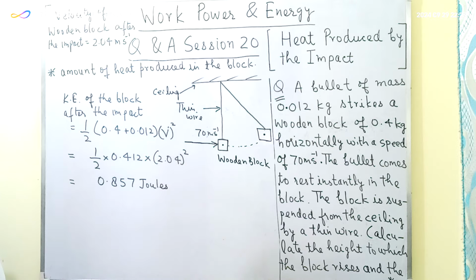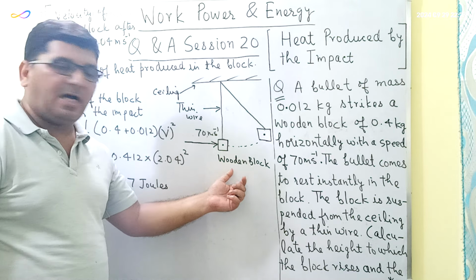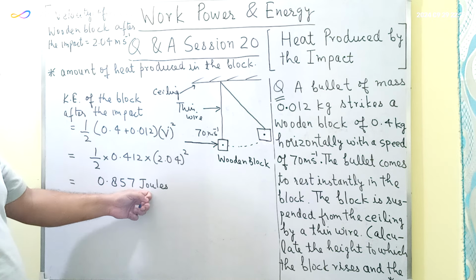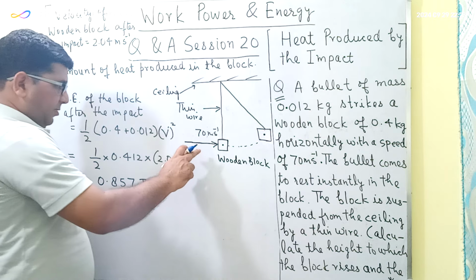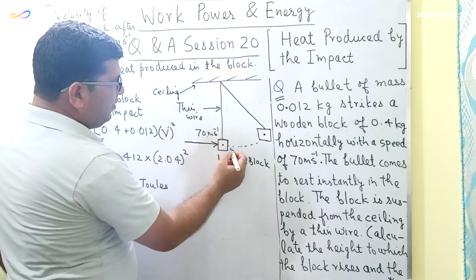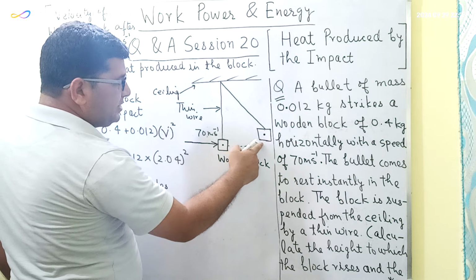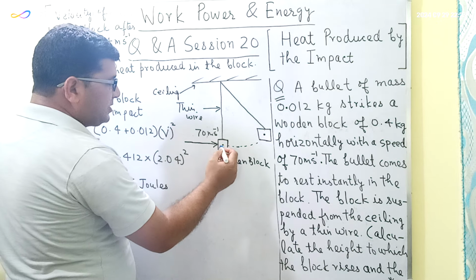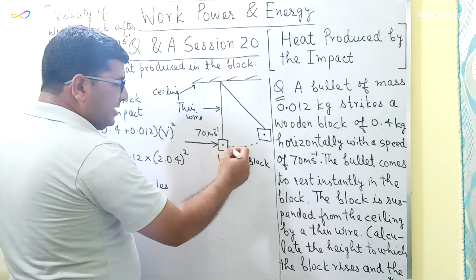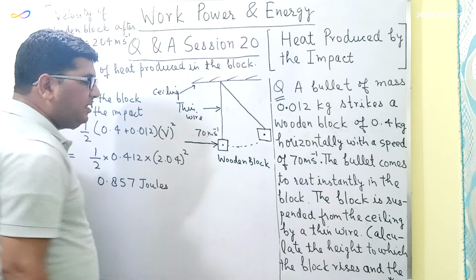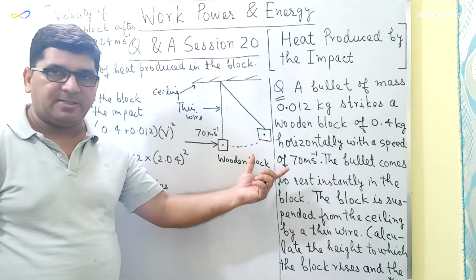So the kinetic energy of this wooden block after the impact will be equal to 0.857 joules. Now, this wooden block will move as shown by this dotted line. That is, because of this kinetic energy, this block will move in this direction.